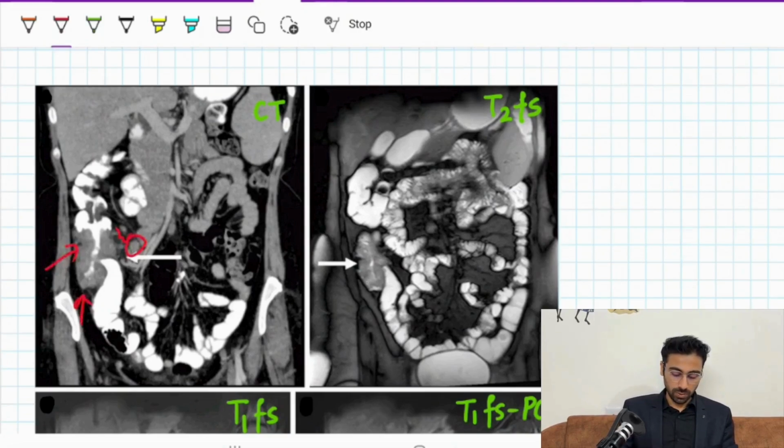This on T2 is showing symmetric wall thickening. This was around 5 mm. You can see here by the arrow, symmetric wall thickening of the cecum. Lymph nodes are also visible over here.